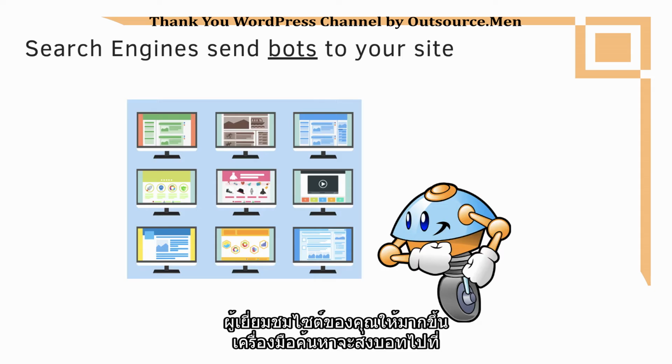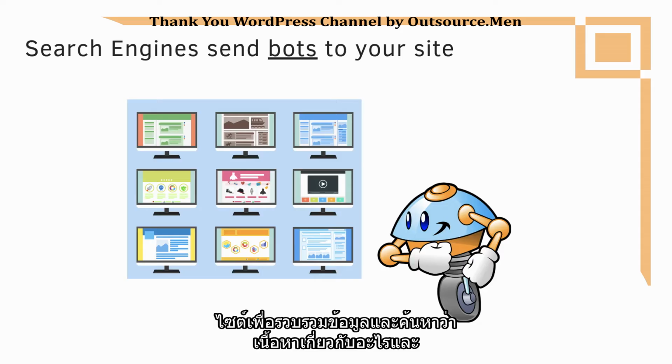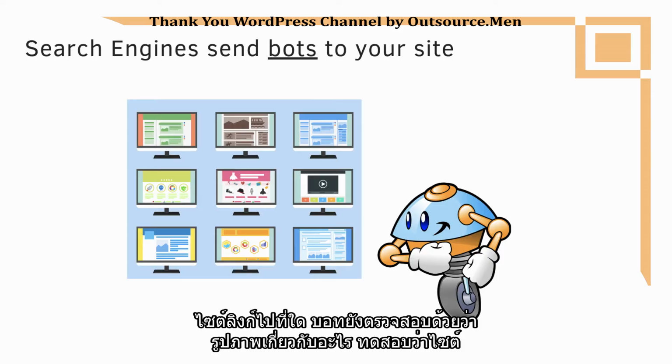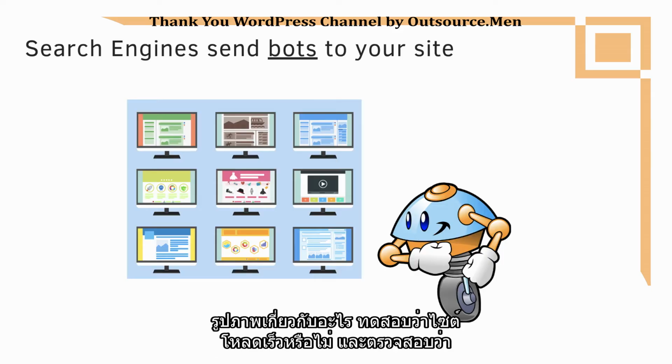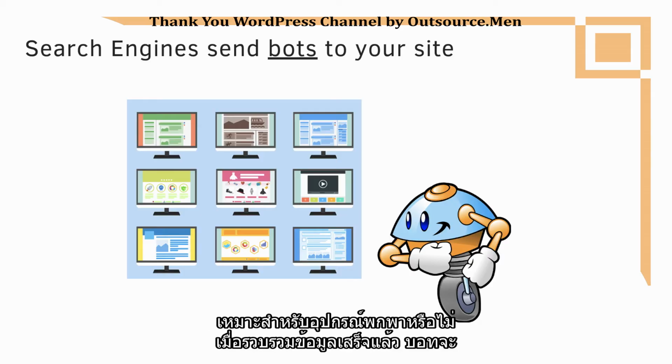Search engines send bots to a site to crawl through it and find out what the content is about and where the site links to. They also check out what the images are about, test if the site loads quickly, and also investigate if the layout of a site is accessible and good for mobile devices.